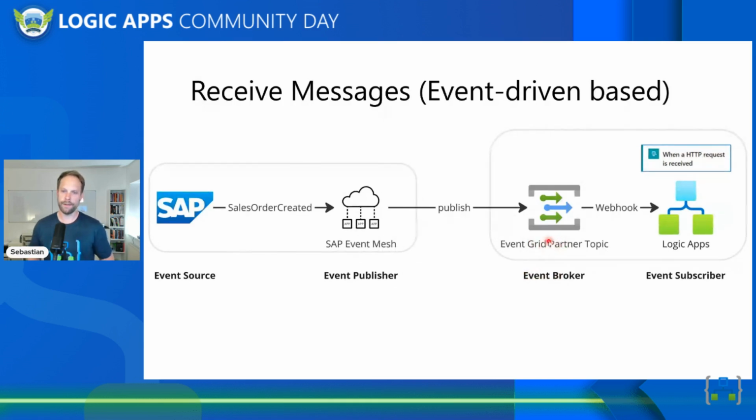The special thing here is that SAP is a third-party partner topic, which you can directly spin up inside of the Azure portal. So you can create an Event Grid partner topic, and you can connect your SAP Event Mesh directly. So you can couple it together inside of this configuration. And inside of this Event Grid, you can have a webhook to the Logic App, which is the when an HTTP request is received trigger. That means that our Logic App is the event subscriber in this case. And that's exactly the same for Logic Apps Consumption and also for Logic Apps Standard.